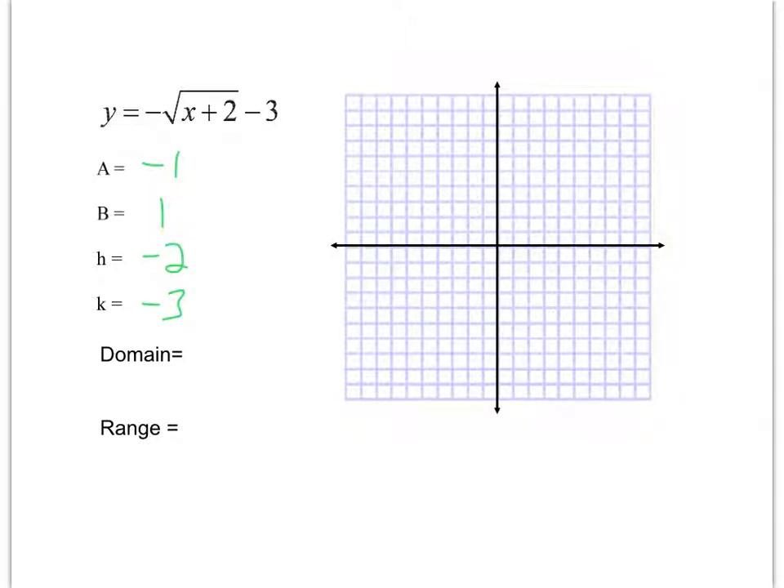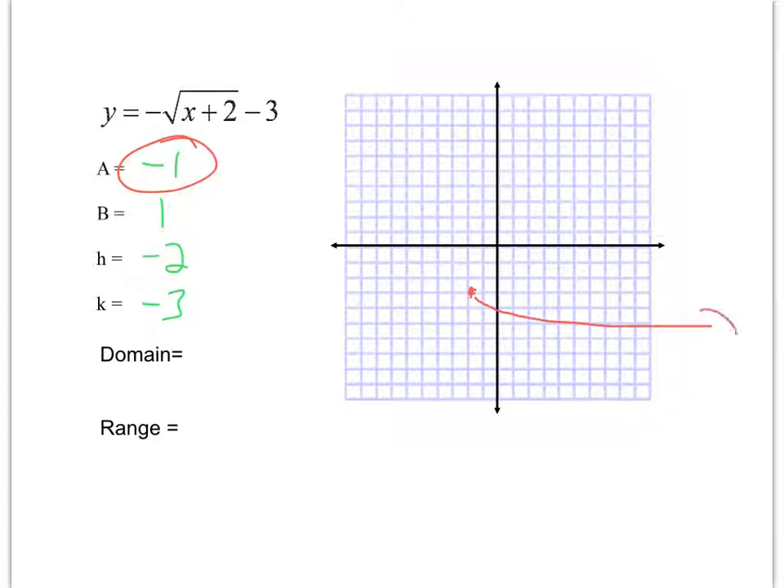Because I have an h of negative 2 and a k of negative 3, that means that my critical point, let me get my marker here, my critical point is going to go to the left 2 and down 3. So my critical point is right here at negative 2 comma negative 3. And then it's going to be a square root curve, that square root curve, but this time because my a was negative 1, it's going to be upside down.